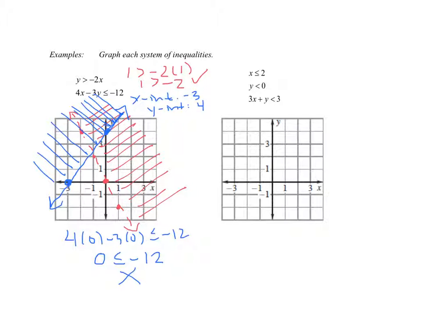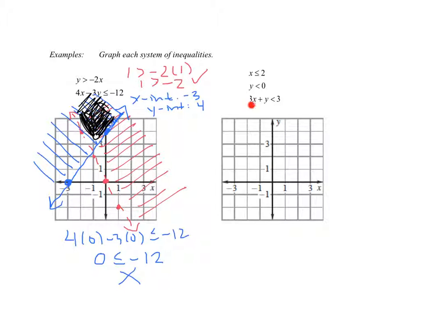So now the solution to a system of inequalities is the region where the shaded regions intersect. In this case, it's up here. So I'm going to darken that region. It's just this piece up here. So any point within this region is a solution to the system of inequalities, or will satisfy both inequalities in the system.